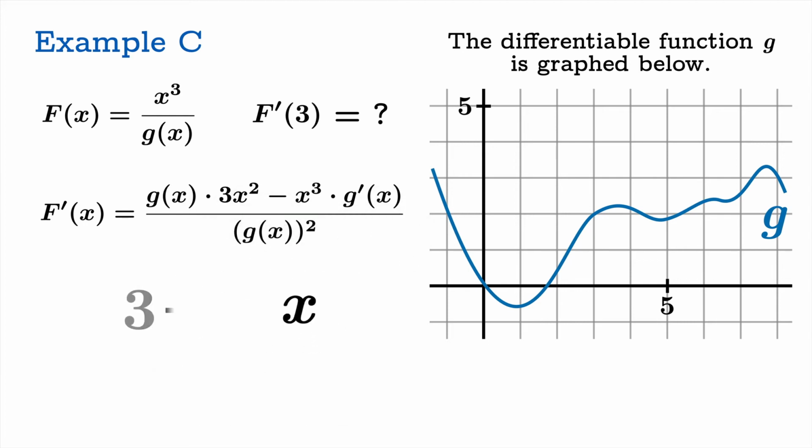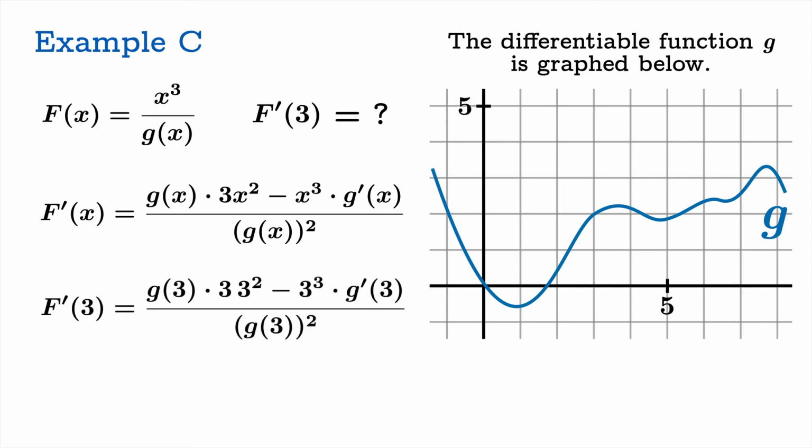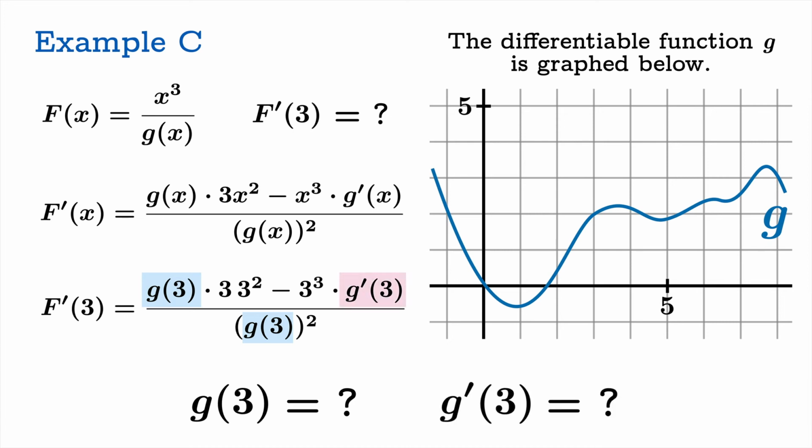Now, we're interested in evaluating this when x equals 3. So we need to substitute 3 in for all the occurrences of x in this formula. So F prime of 3 will be equal to this expression here. We have just literally swapped out 3 for x everywhere in our formula. And so we need to know what g of 3 is to evaluate this, and we also need to know what g prime of 3 is in order to evaluate this expression. And for this information, we'll turn to the graph.